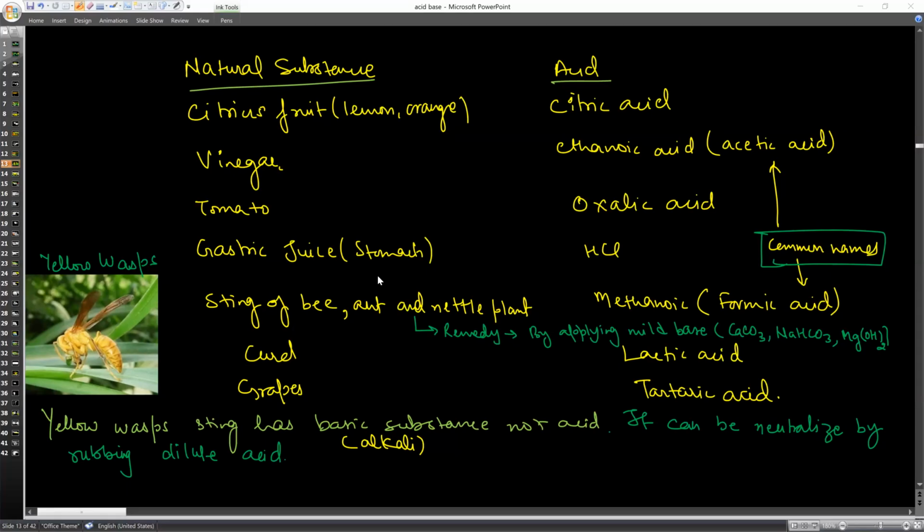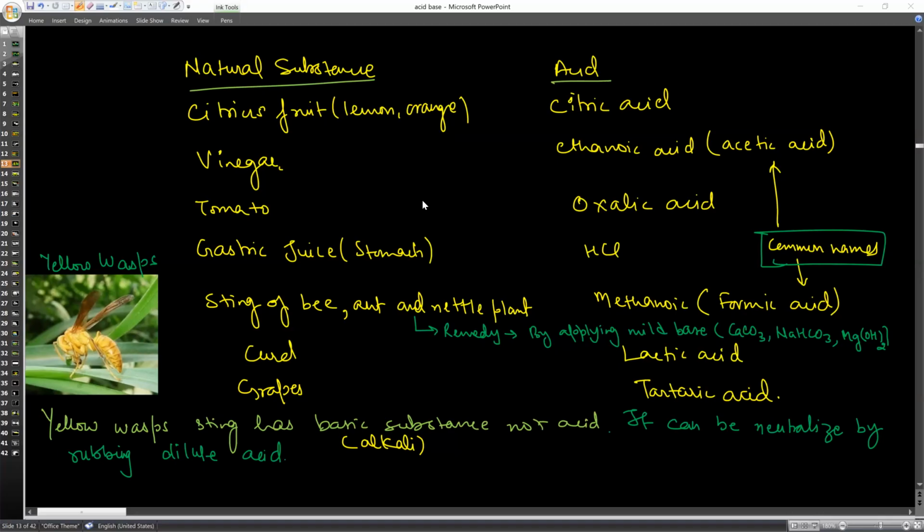And moreover, the sting of a bee has methanoic acid. The nettle plant also, and its remedy is also written here. When we are injected with some acid, we need to neutralize it by adding some base. You know that for basic substances we can use calcium carbonate, or a mild base like baking soda. Magnesium hydroxide is also a weak base, which is present in ENO to treat this. Moreover, curd is very popularly known for lactic acid.